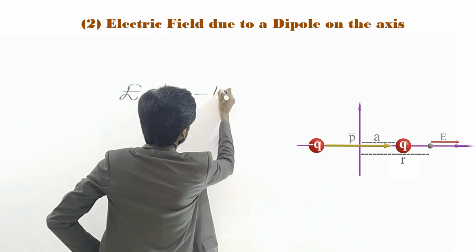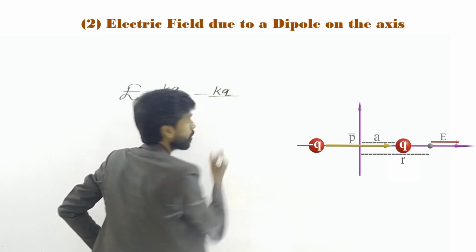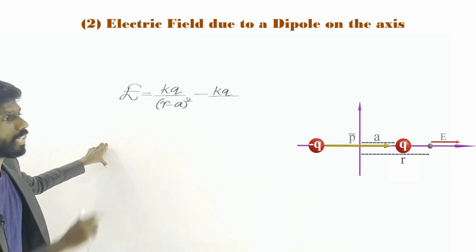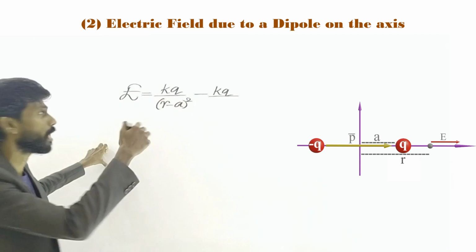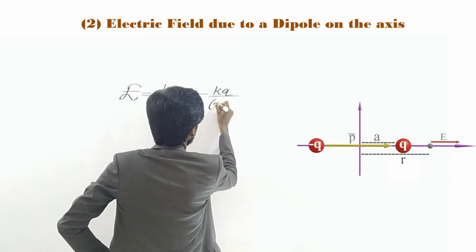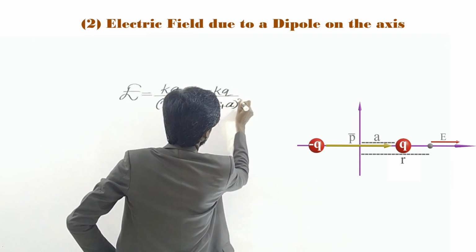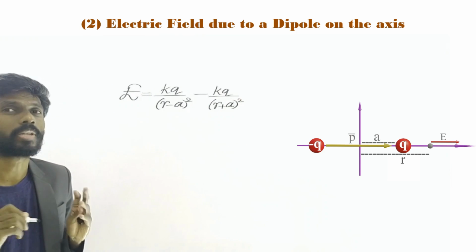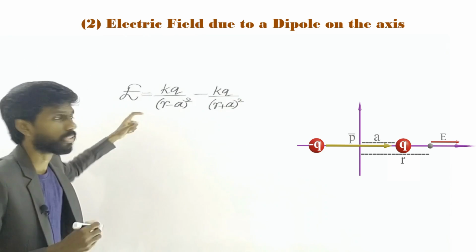So that is kq divided by the distance squared. But what is the distance? That is a from the center and then plus r. So a plus r here, so (r plus a) squared. Okay, so that is the total electric field. That's all. Now let us simplify this.